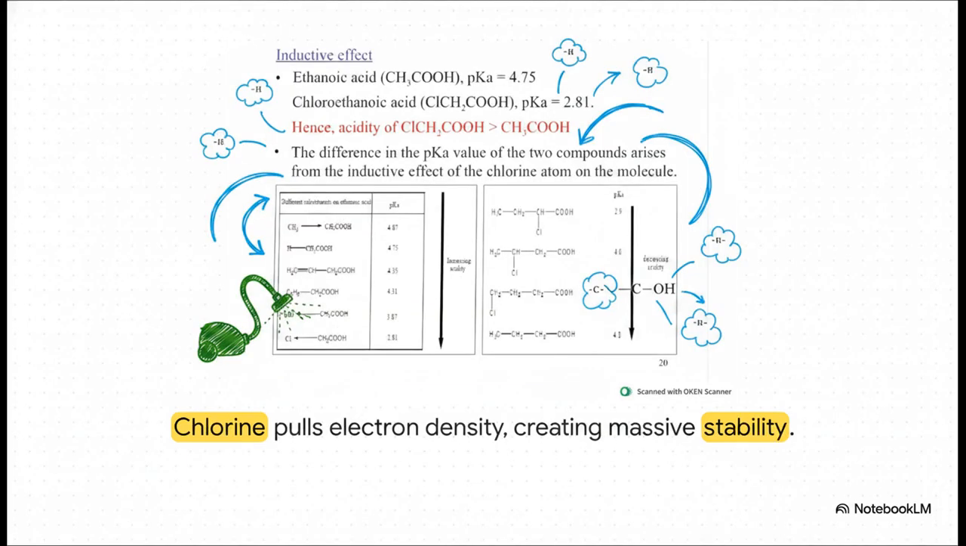Standard acetic acid has a pKa of 4.75, but if we swap out one of those hydrogens for a highly electronegative chlorine atom to make chloroacetic acid, the pKa plummets to 2.81. The chlorine acts like a microscopic vacuum cleaner. Right through the chemical bonds, it pulls electron density away from the acidic site. This spreads out the negative charge of the conjugate base, creating massive stability and vastly boosting the acid strength.